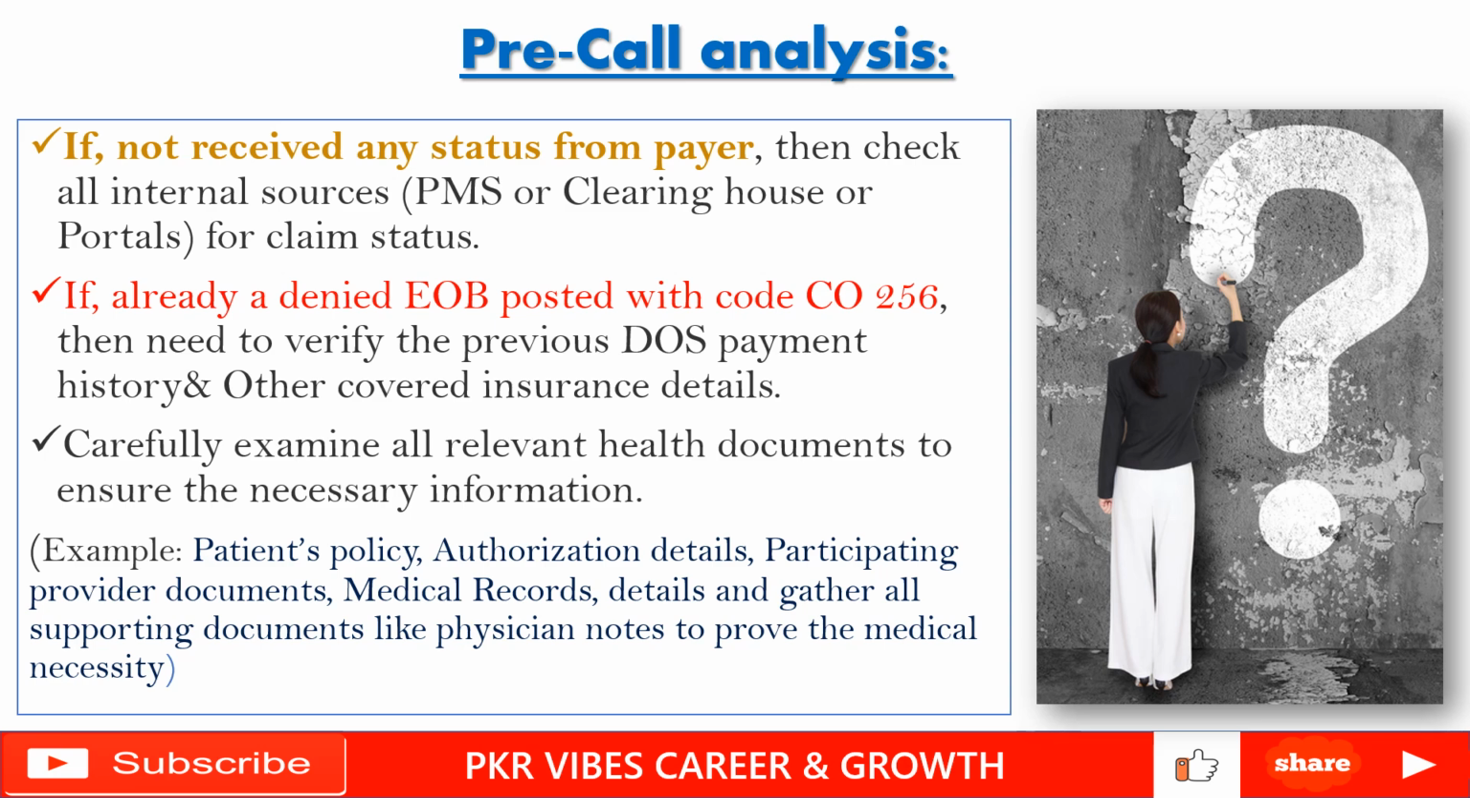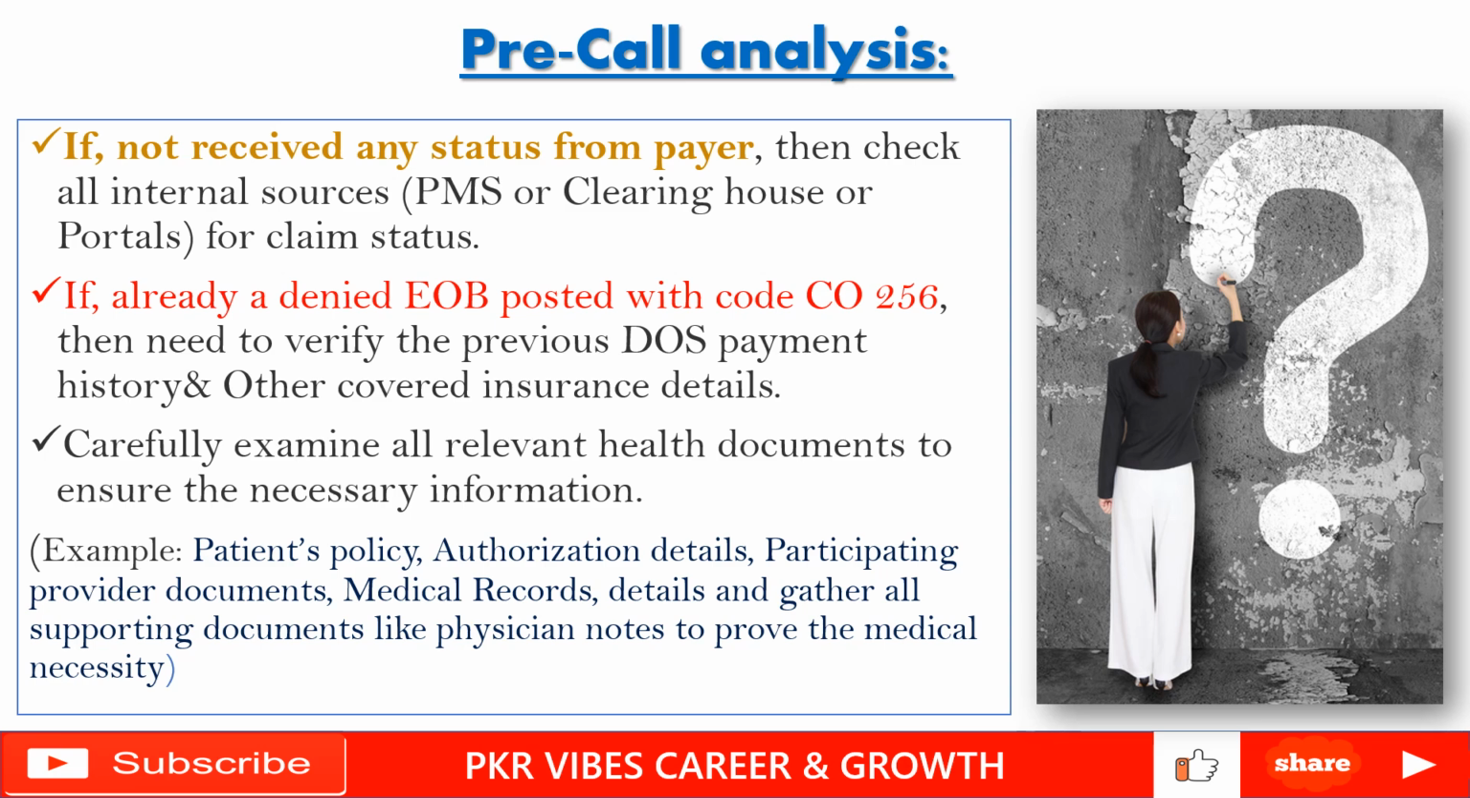So you should verify your clearinghouse for the status, and also, if you have access to portals, you should verify the portal for a claim status. So that is your job. For example, you submitted a claim to insurance and you don't get any status, I mean you don't receive any EOB, then directly calling the insurance is not a good approach. You should verify your PMS, clearinghouse and portals. For example, if you do not find any claim information in all these sources, then you should call the insurance for a claim status.